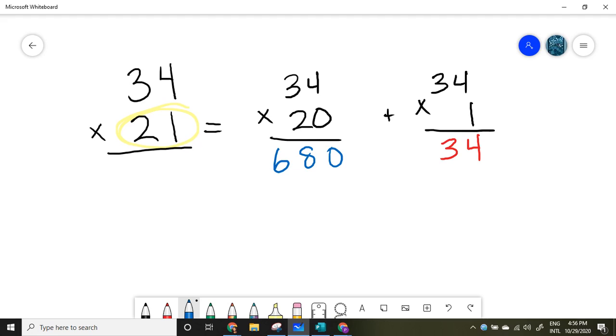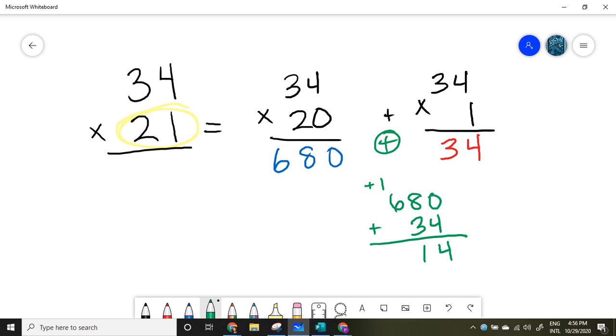I broke up my number 21 into 20 and 1. So now I need to add it back together. I'm going to write my numbers vertically because it's easier for me to add when I see my digits lined up. 0 plus 4 is 4. 8 plus 3 is 11, so I will carry my 1, 10. 1 plus 6 is 7. So my total product is 714.